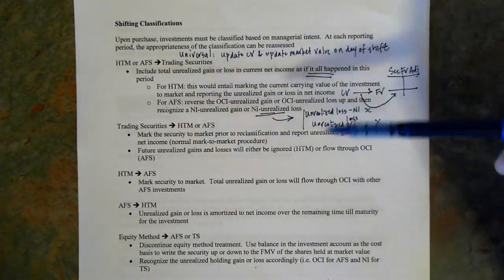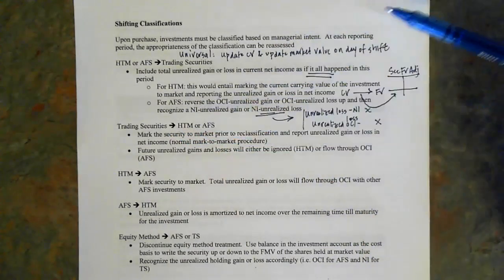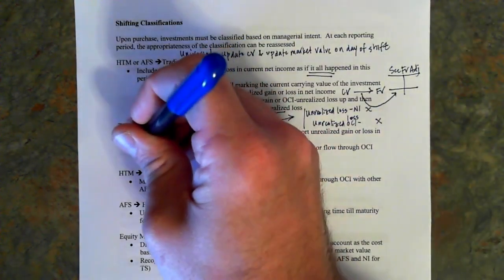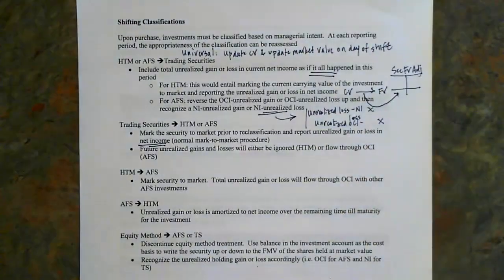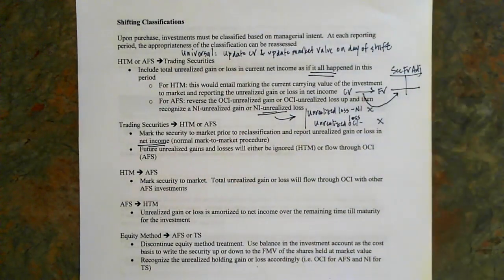When we're going in the opposite direction, from a trading security designation to either HTM or AFS, for both situations we want to again mark to market, updating the carrying value up to the day of shift. And at that point, of course, recognize all of that into net income. So everything, obviously the interest revenue, but from the mark to market shift, we want to recognize all of the unrealized gain or loss up to the day of reclassification in net income because it was a trading security up to that shift.